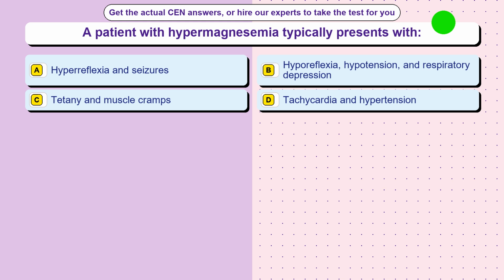Question 55. A patient with hypermagnesemia typically presents with Option A, hyperreflexia and seizures. Option B, hyporeflexia, hypotension, and respiratory depression. Option C, tetany and muscle cramps. Option D, tachycardia and hypertension.